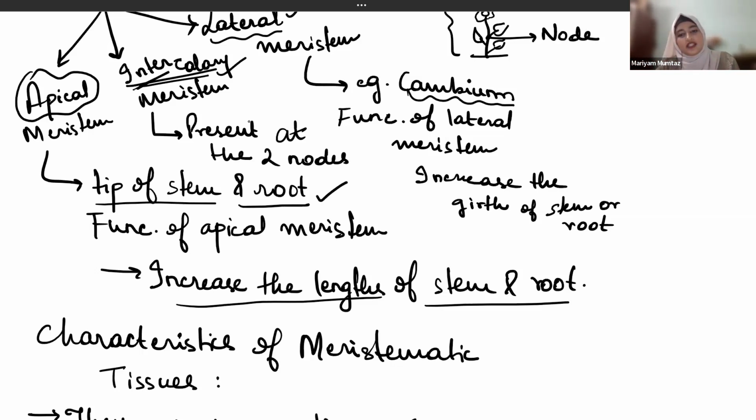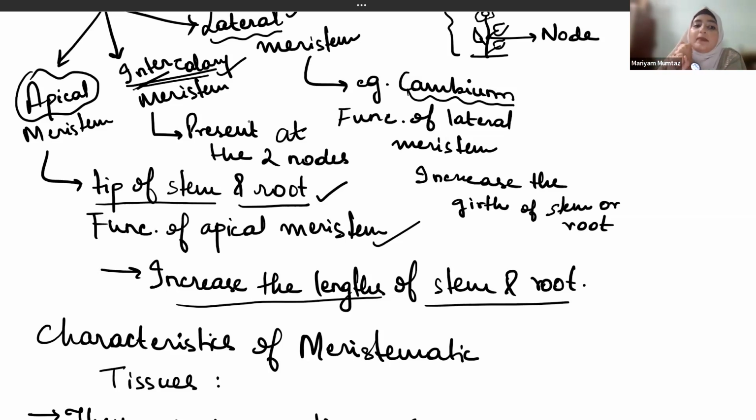Yes. And ma'am, the function, actually, I didn't understand clearly. Can you just explain me again? Yes. See, apical, you understand? Apex, you understand? Apex. For example, if this is my finger, okay, this is the apex. The tip part will be the apex.